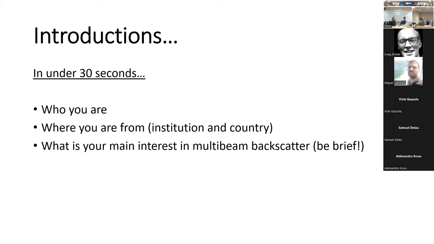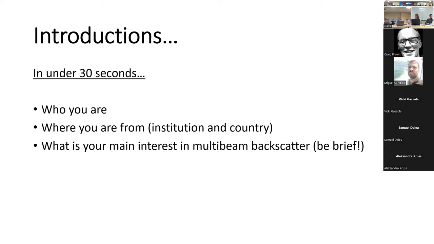Hi, everyone. My name is Claire Barr. I'm a master's student in Craig Brown's lab. Currently, I'm focusing on using backscatter more on the application side of things for habitat mapping, and also seeing how we can use it to look at bottom recovery insights of dredge fishing.